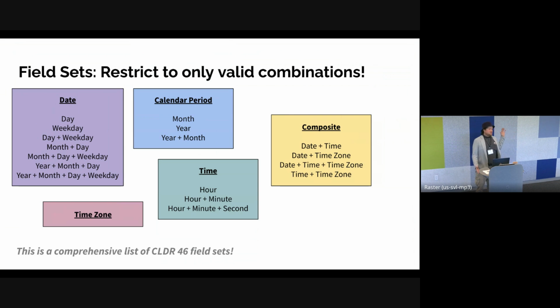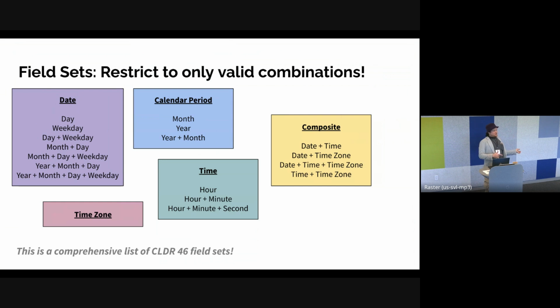And that allows us to ship much smaller, much tighter data that deserializes much faster, because instead of deserializing data for every possible combination of datetime fields, you're only deserializing it for the specific field set that you're using. So this really enables us to produce an extremely efficient datetime formatter. And this is how we do it, because this is the actual complete list.